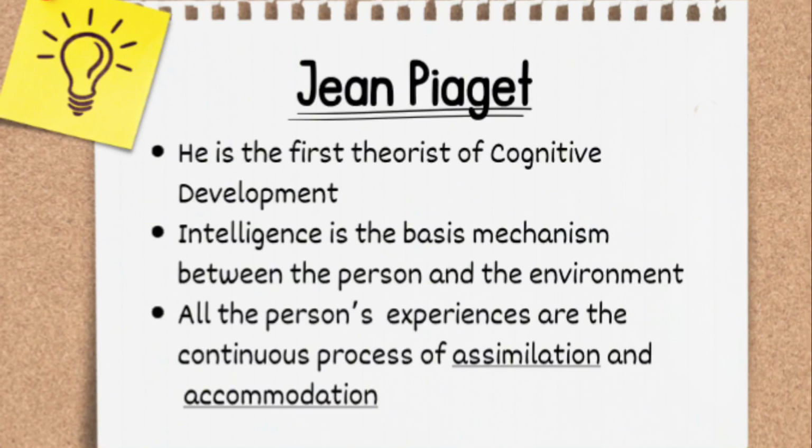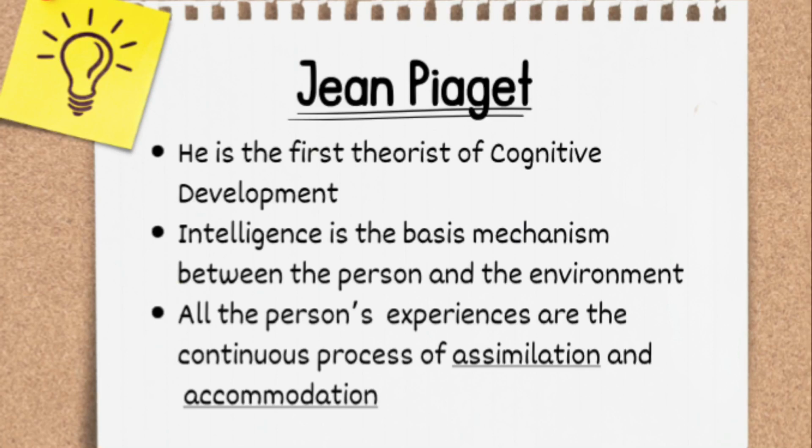Who is Jean Piaget? He is the first theorist of cognitive development, and in his statement, intelligence is the basic mechanism between the person and the environment. So we all know that intelligence is crucial as we interact, as we solve problems. All the person's experiences are the process of assimilation and accommodation.